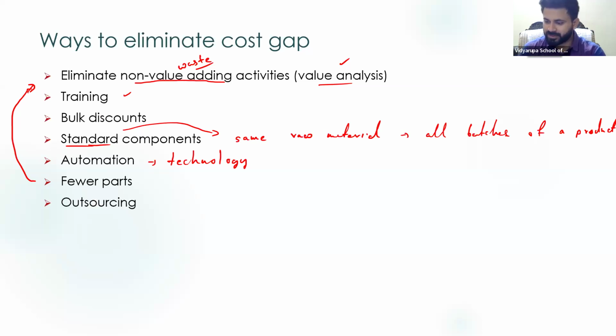Outsourcing, another easy option. I hope you guys know this. But sometimes, like in make or buy and all we discuss, certain components will be cheaper to get done outside rather than producing it by ourselves. That can help you to eliminate the cost gap. There are many other methods also, by the way.